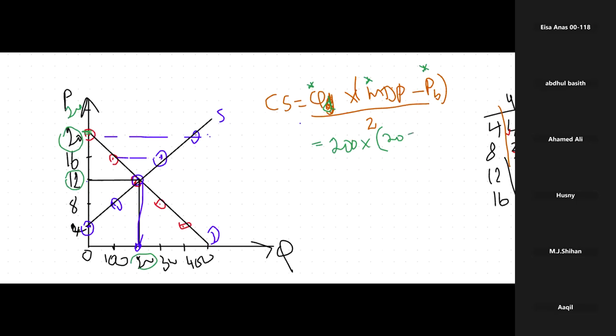Why is it the equilibrium price? We are asked to calculate consumer surplus at equilibrium. Okay, over 2. Right. Now the consumer surplus is 800 rupees. Everybody understood?